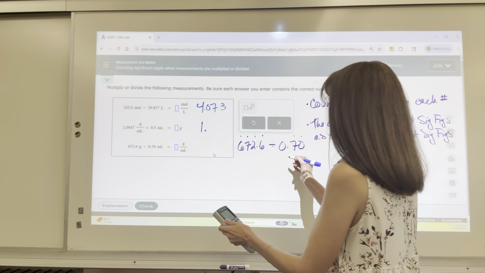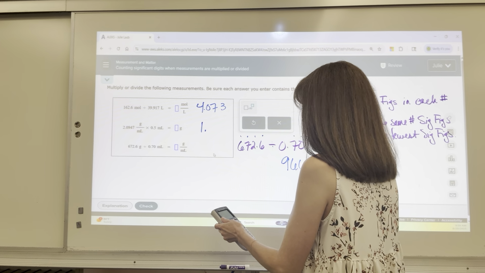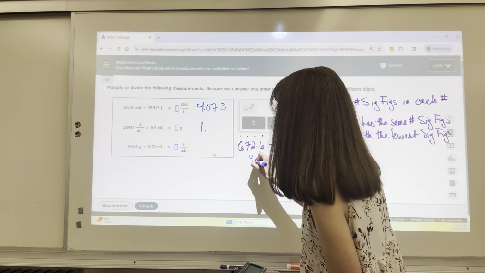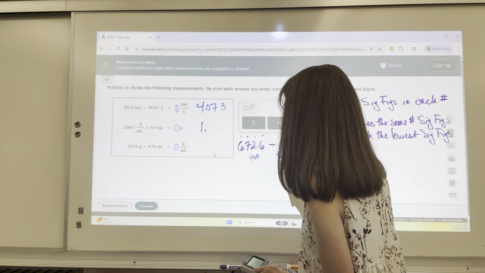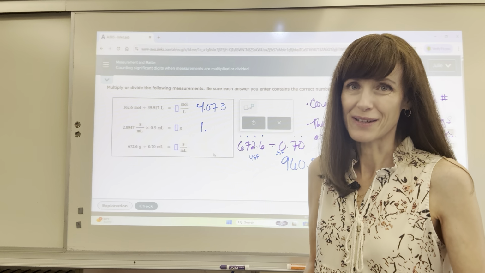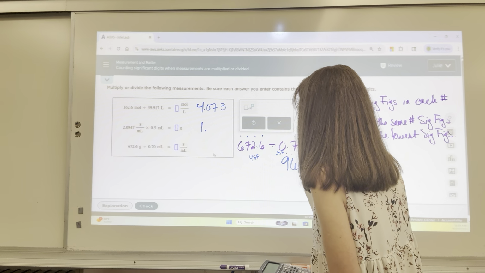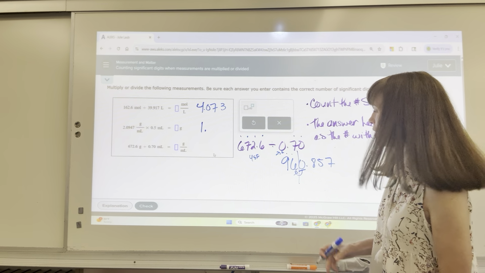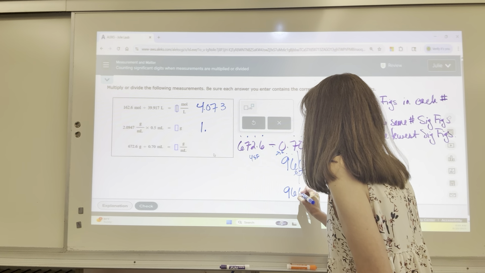Our answer on this is 960.857. Well, here I have 4 sig figs. Here I've got 2 sig figs. I'm going to report the answer to the fewest number of sig figs from the problem. 1, 2. Let's do our bossy number. It says stay the same. So my answer is 960.